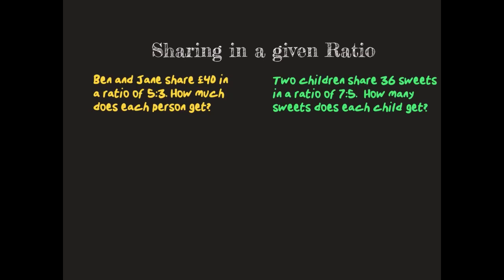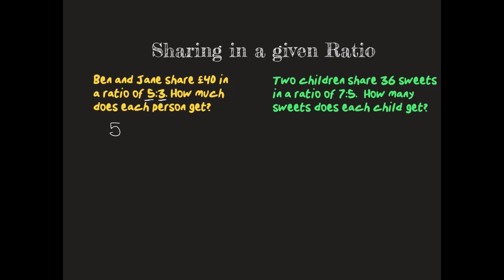So we're going to take a look at sharing in a given ratio. So our first question here is Ben and Jane share £40 in a ratio of 5:3. How much does each person get? So in a ratio here, Ben is getting 5 parts and Jane is getting 3 parts. So we want to know how many parts that is in total.